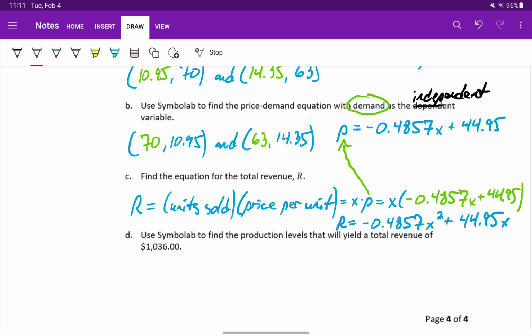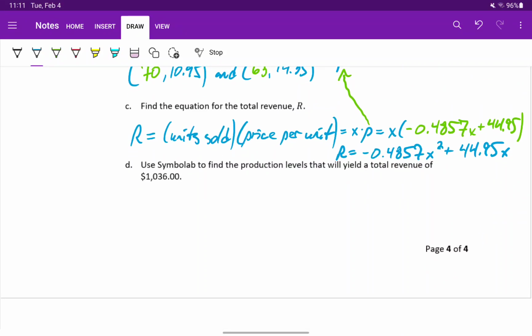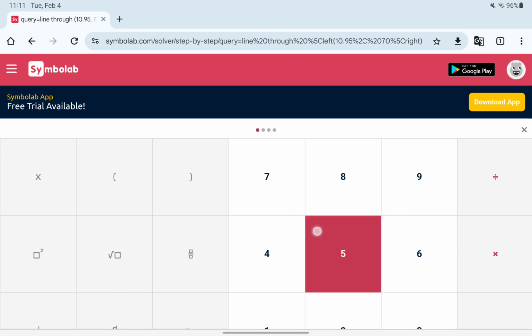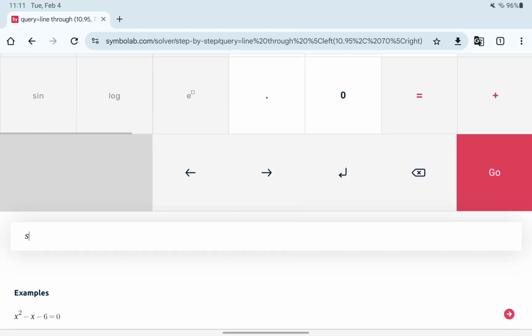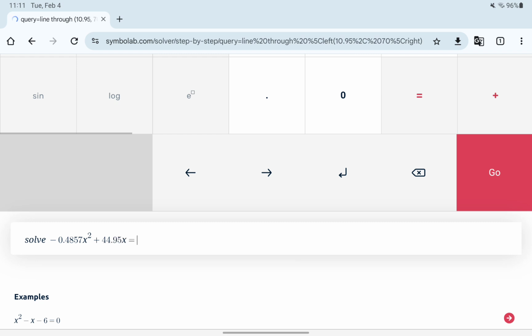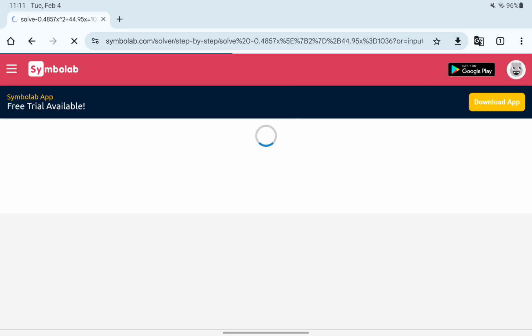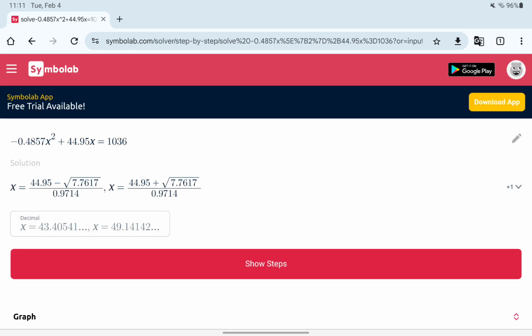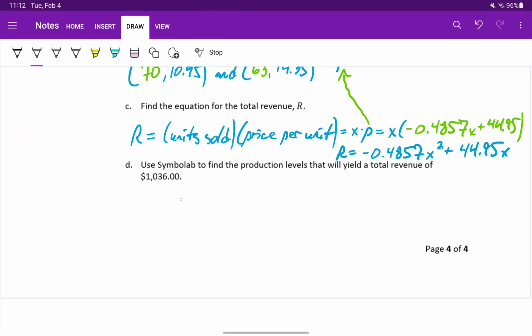So we took that price-demand equation, where demand was the independent variable, substituted that into our equation for revenue, and multiplied by x. And now we can use Symbolab to find the production levels that will yield a total revenue of $1,036. To do that, we'll solve our revenue equation set equal to this desired revenue of $1,036. And we get values of approximately 43 and 49. So at production levels of either 43 or 49 units, we would hit that desired revenue goal.